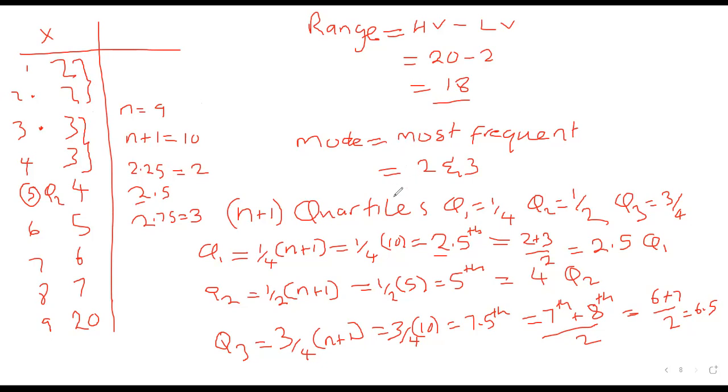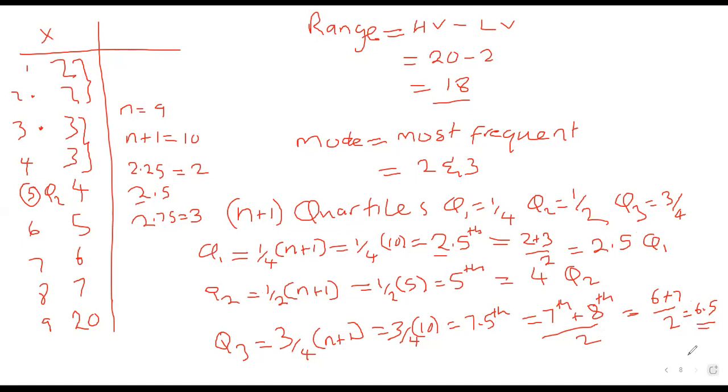Then we went to the quartiles, where we found our first quartile. Q1 is a quarter of n plus 1. So a quarter of 10 is 2.5. So we get the second and the third number divided by 2 to get 2.5. Our Q2 is half of 10, which is 5. So we went to the fifth number, which is 4. Our upper quartile, which is Q3, is 3/4 of n plus 1, which is 3/4 of 10, which is 7.5. So the 7th and the 8th, 6 plus 7 over 2, which is 6.5.